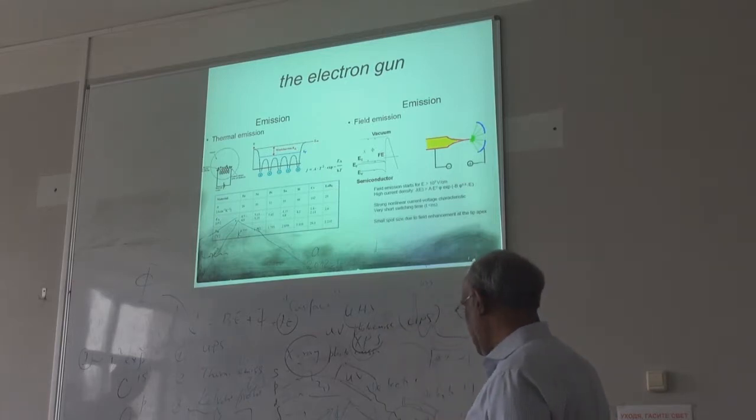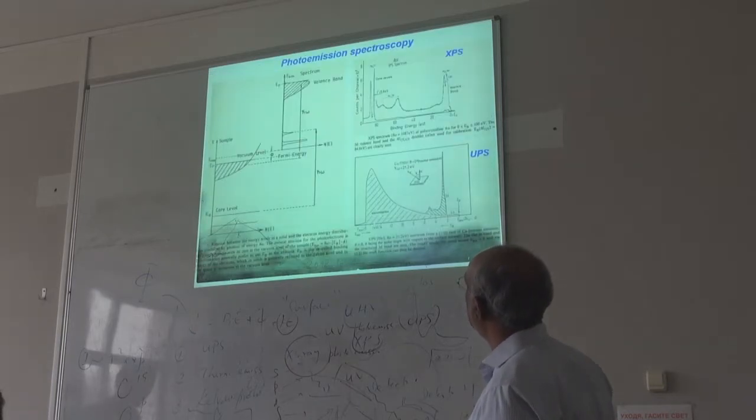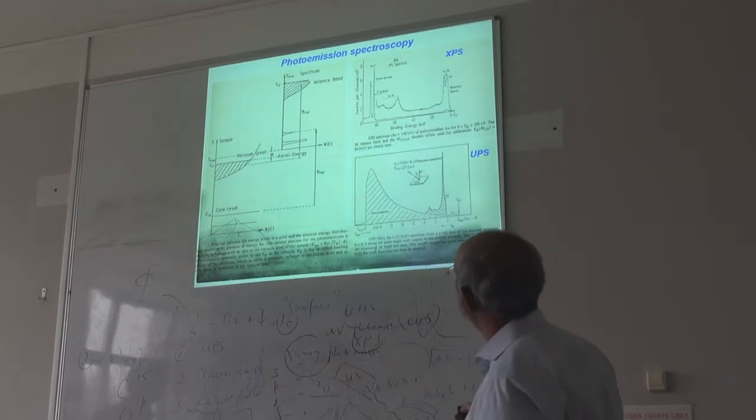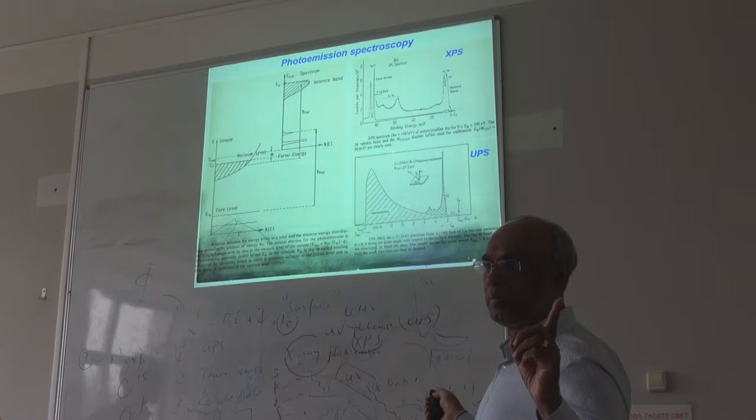So in this lecture, this is important for UPS. You can get this Fermi energy directly. You can see, look at this. Is this clear for everyone? This is the XPS spectrum.